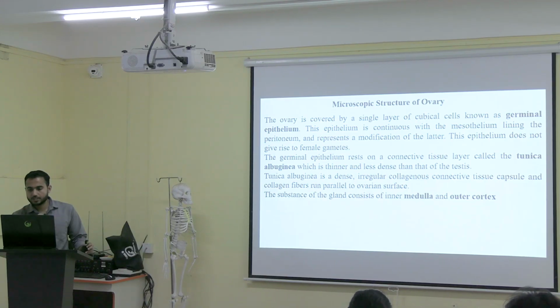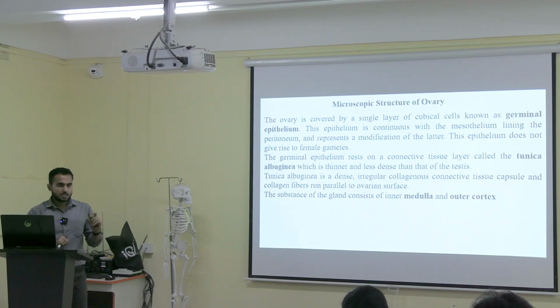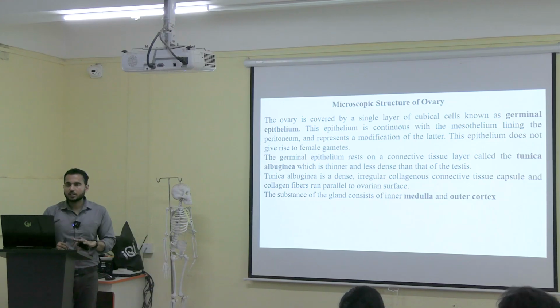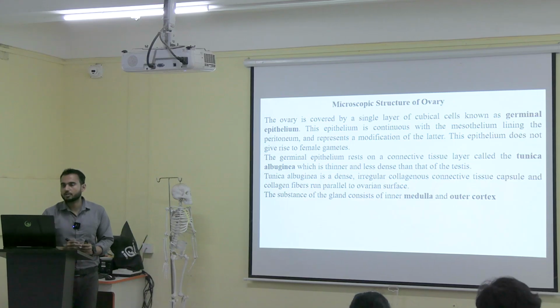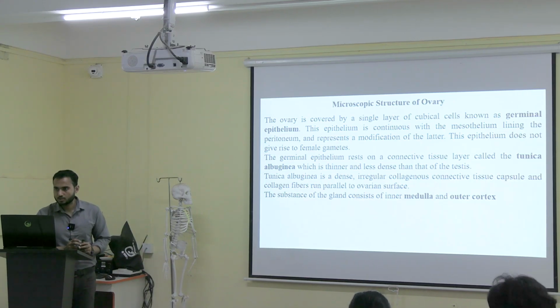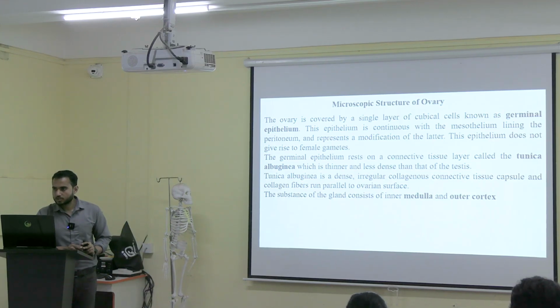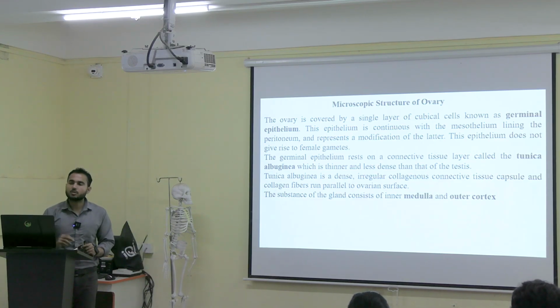Below the germinal epithelium, a layer of connective tissue is present, called the tunica albuginea. What is present in the cortex and what is present in the medulla? In the cortex, different stages of formation of oogonia are present. That means primary oocytes, secondary oocytes, Graafian follicles. In some cases you can see the corpus albicans, corpus luteum. All those things are confined to the cortex only.